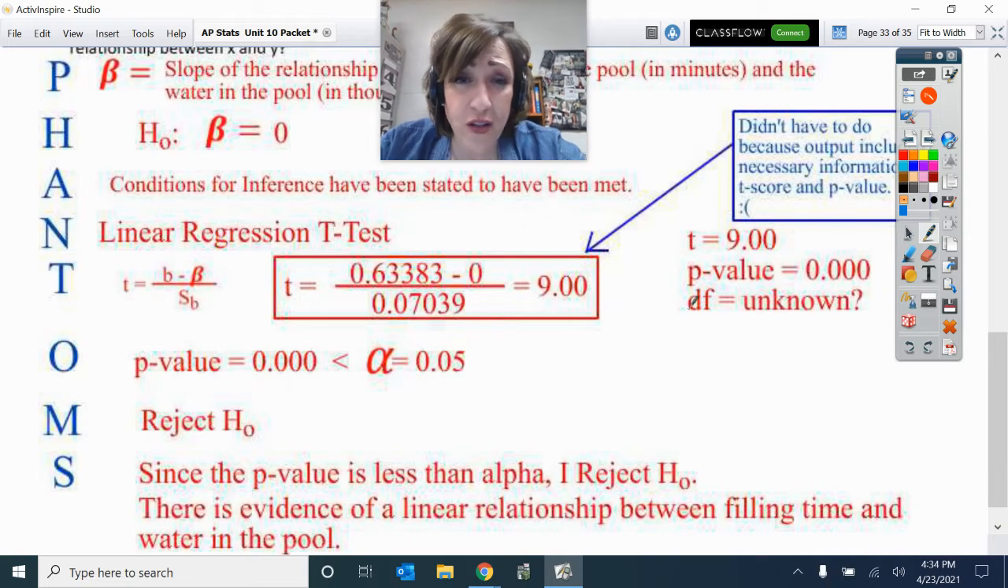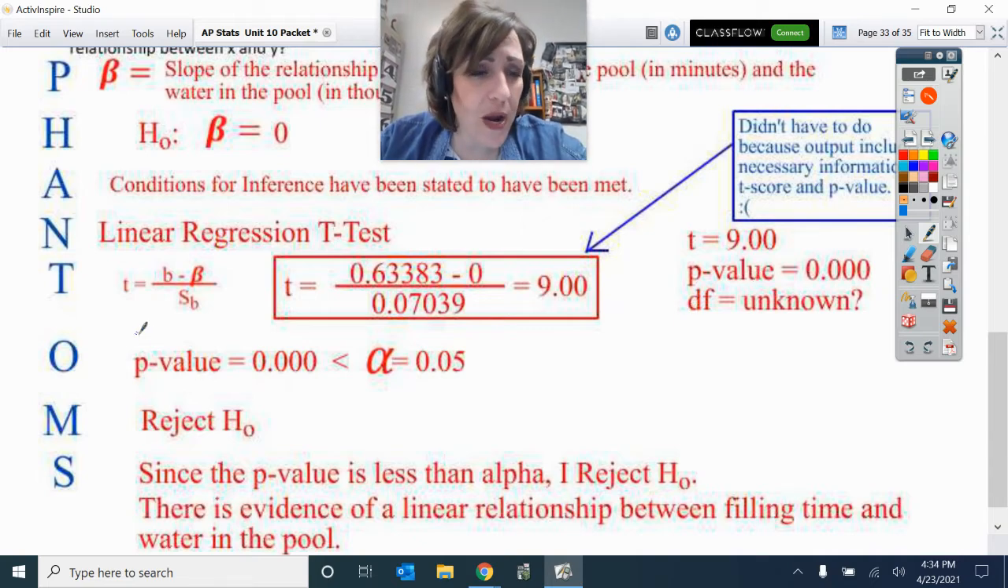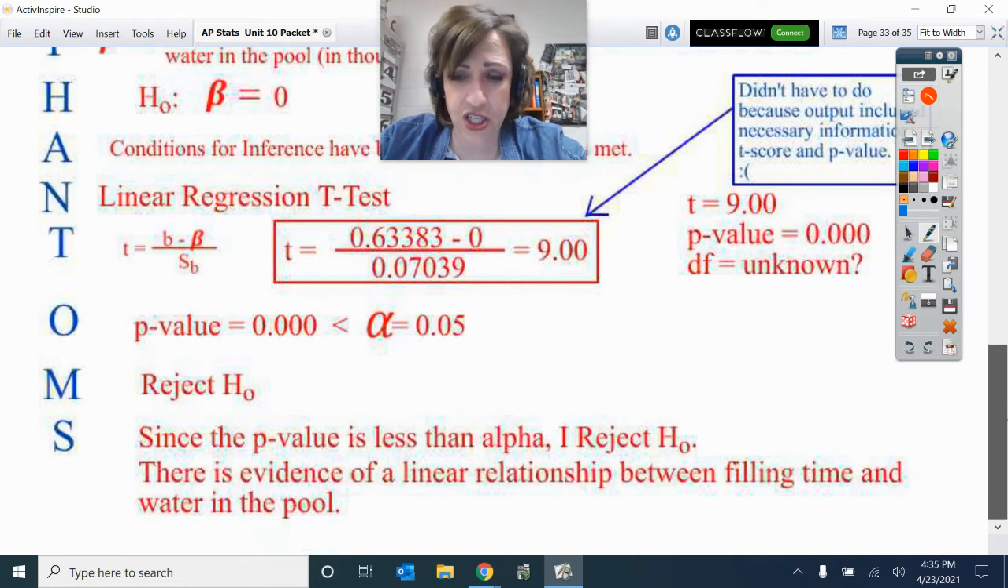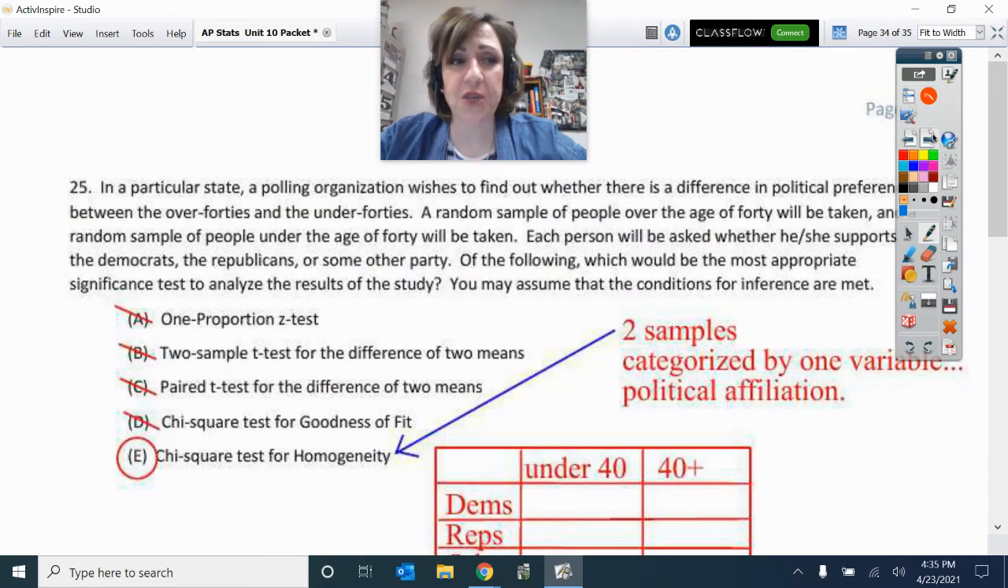I'm sure that would have been a College Board test given to you. All right, low p-value, so I reject H0. So there is evidence of a linear relationship, a predictive linear relationship between the filling time and the water in the pool. Makes sense because I think that's going to be a pretty constant rate.